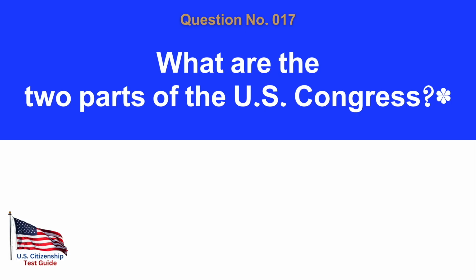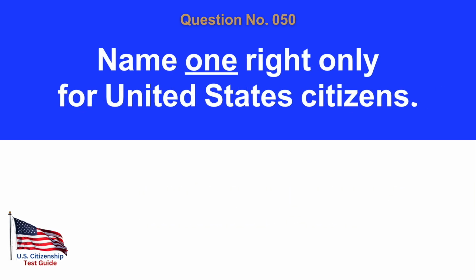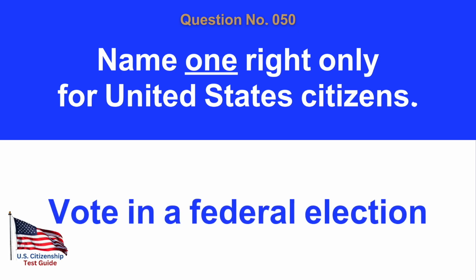What are the 2 parts of the U.S. Congress? The Senate and House of Representatives. Name one right only for United States citizens. Vote in a federal election.